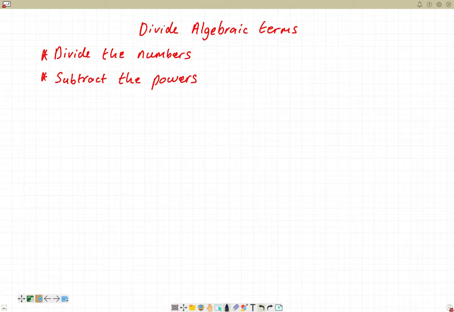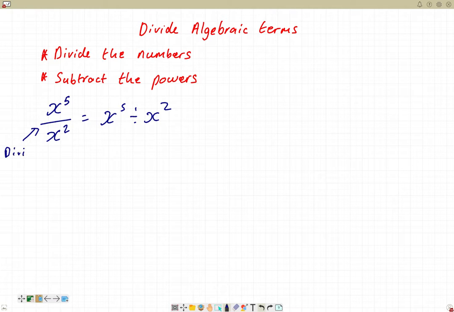So let's say I had x to the power of 5 divided by x to the power of 2. Okay, now this is the same way of saying x to the power of 5 divided by x to the power of 2. Now students get confused when they see this. This just means divide. So don't get confused, guys. This is exactly the same thing.